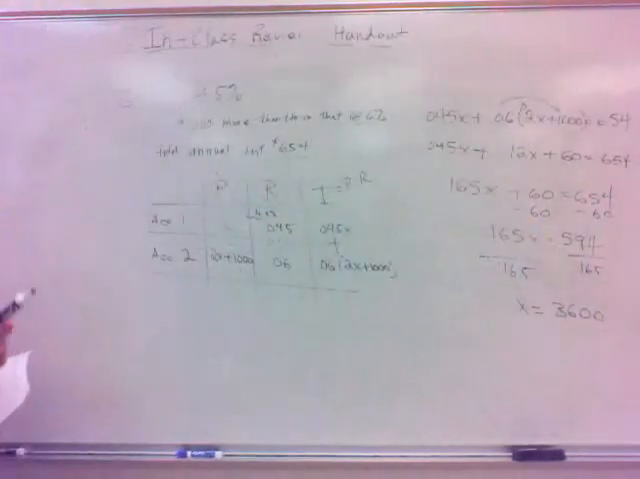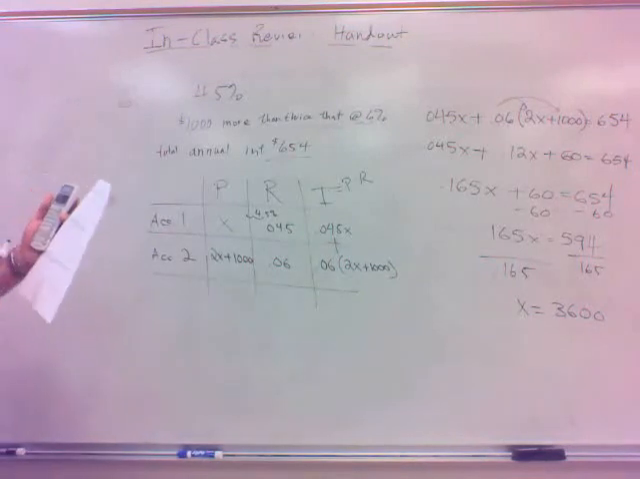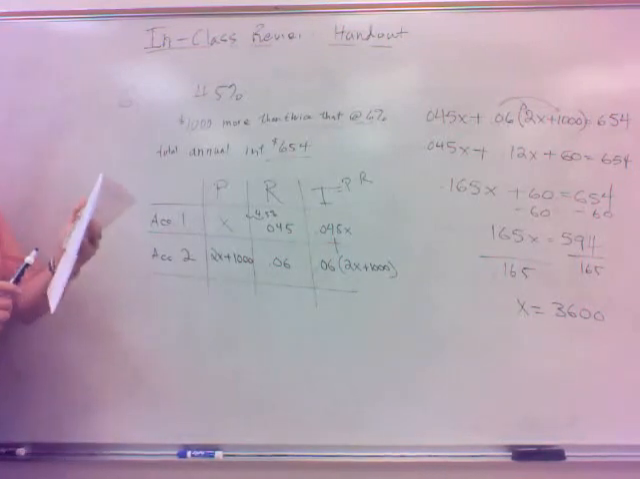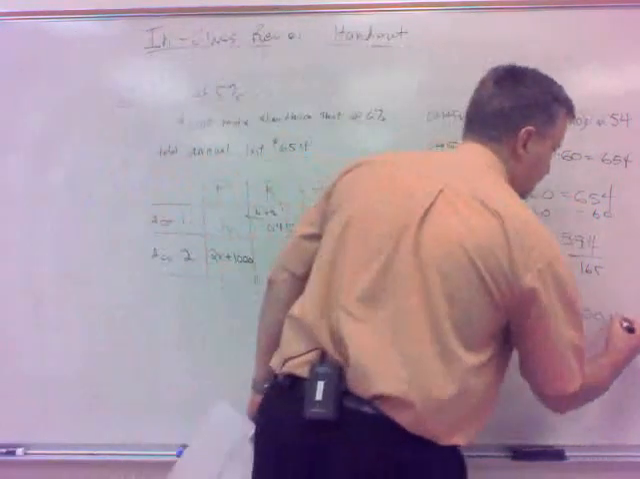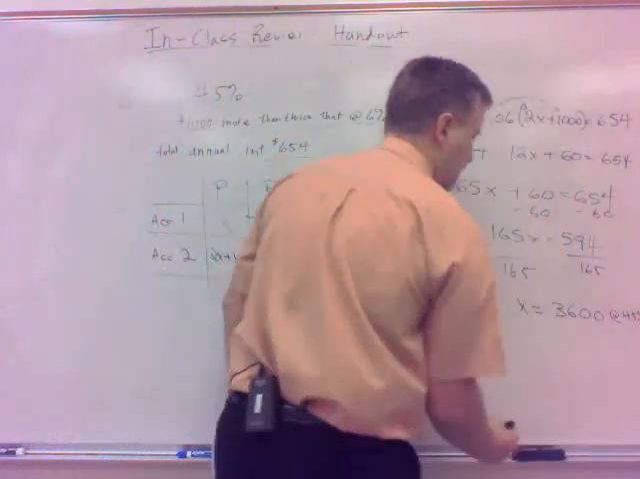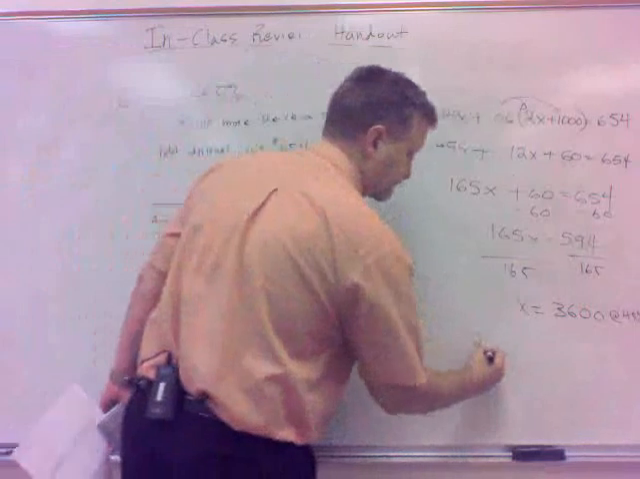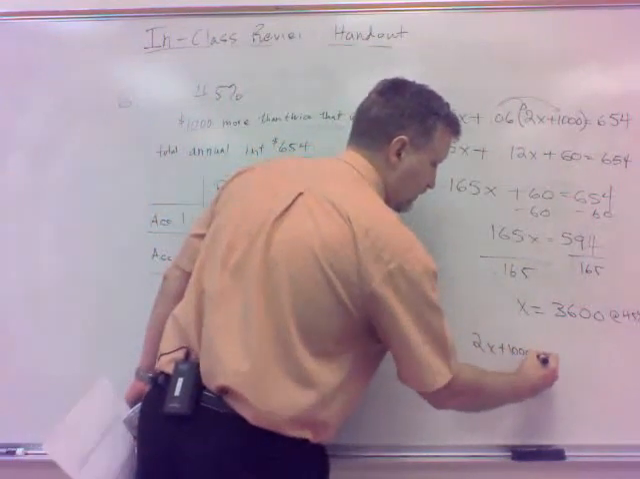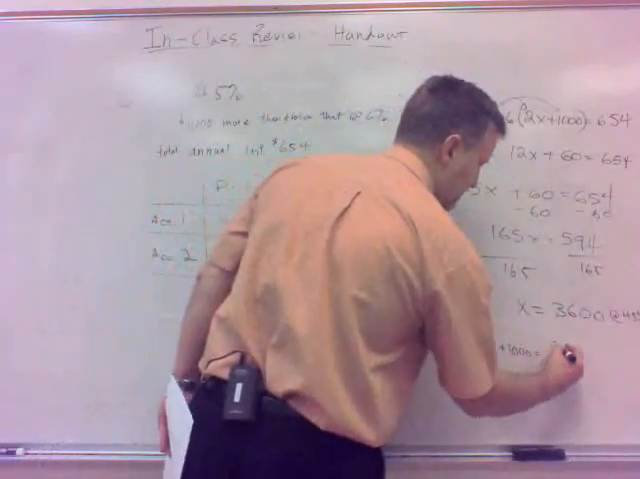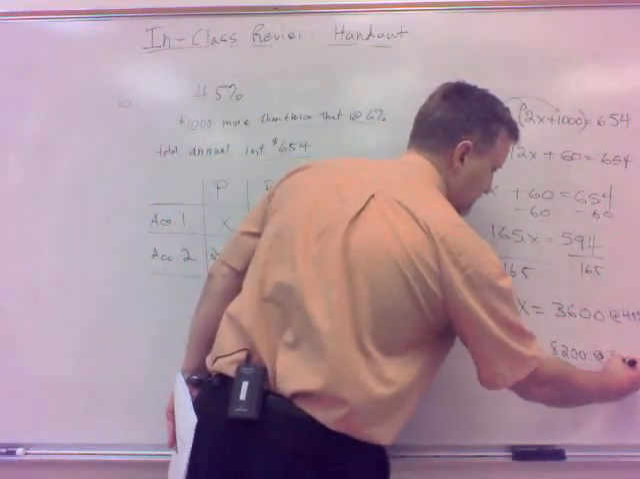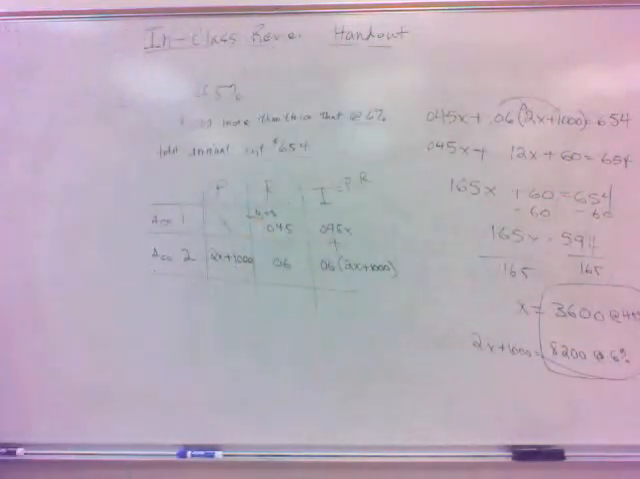So the x is 3,600, but again, be sure to answer the question. The question was how much is invested in each account. Well, x is the account 1, 4.5%. The other amount is 2x plus 1,000. So it's 2 times 3,600, 7,200 plus 1,000 be 8,200. That's 6%. Sound okay?